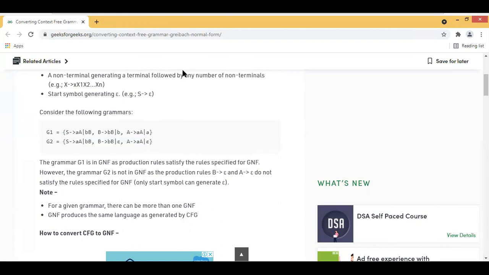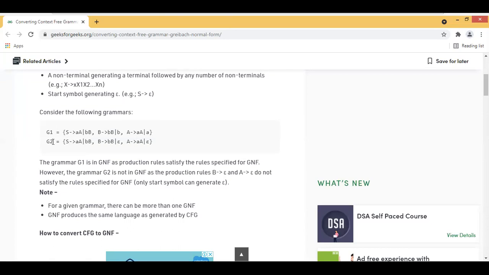So the syntax of the GNF is, either it should be variable tends to terminal, or it should be variable tends to terminal and then followed by any number of non-terminals. It may be one, two, whatever it may be, it should be followed by any number of non-terminals, and everything is in that format, right? So we can say that the given grammar G1 is in GNF.